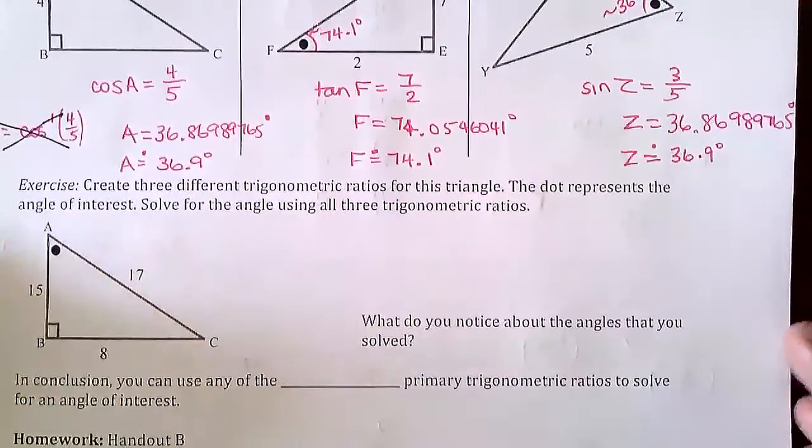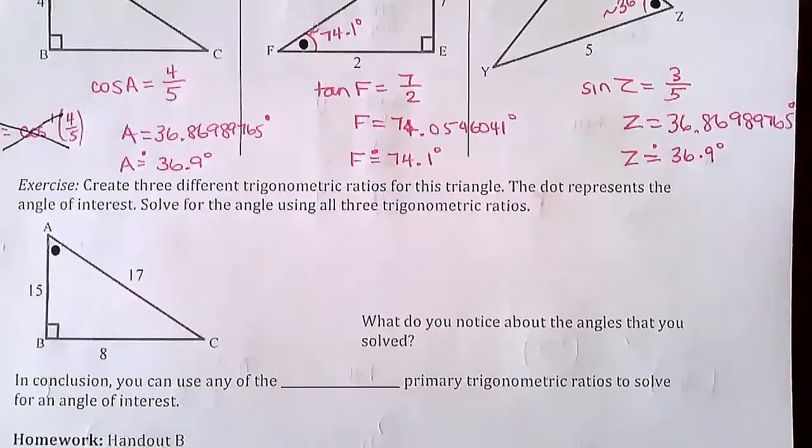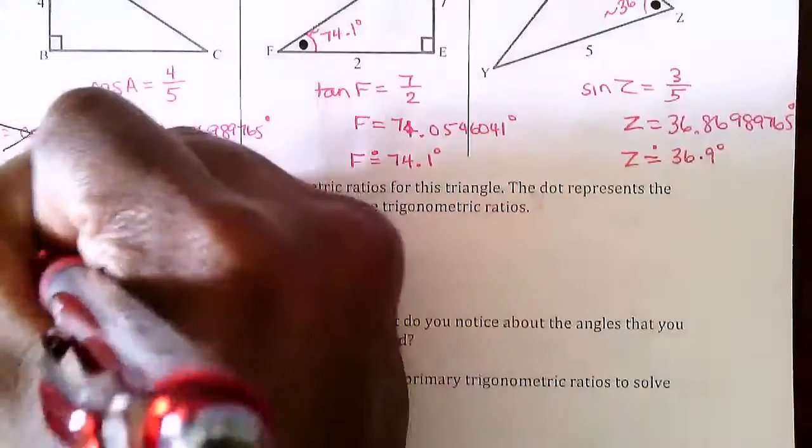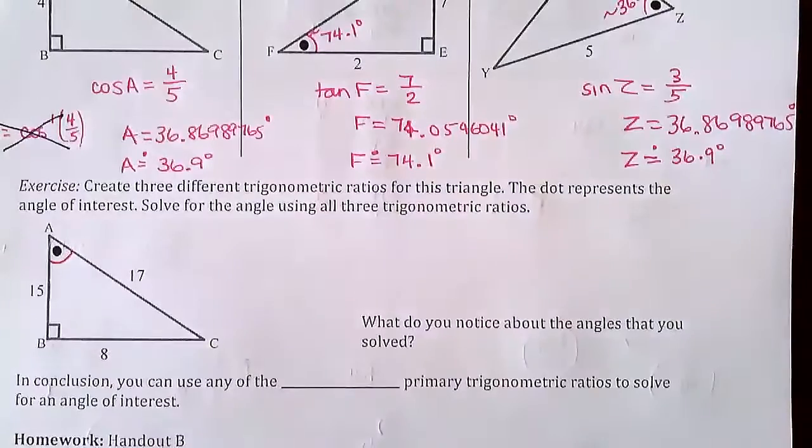So the last exercise that I want to look at is this. Create 3 different trigonometric ratios for this triangle. The dot represents the angle of interest. Then solve for the angle using all 3 trig ratios and see what you get. Okay, so let's highlight our angle of interest here. That's our angle of interest.